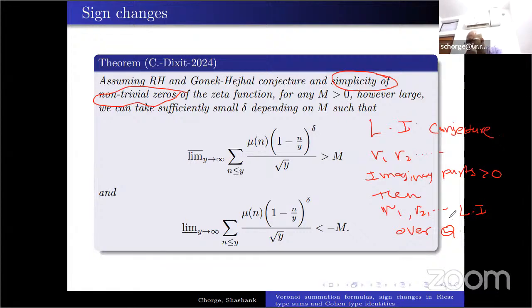Even though it's a conjecture, it is well known and well accepted to be true for more than 100 years, and a lot of interesting results have been derived using the linear independence conjecture. So yes, in our proof we also use linear independence, even though it was not mentioned, it is there. So using these we can derive these.